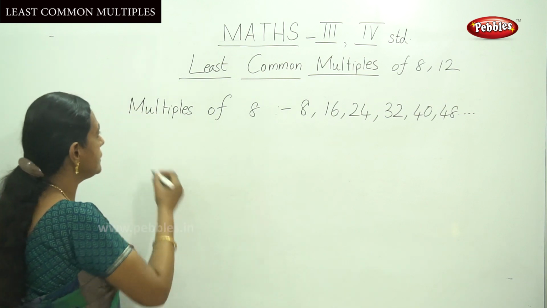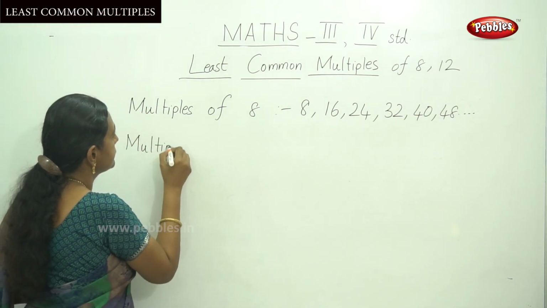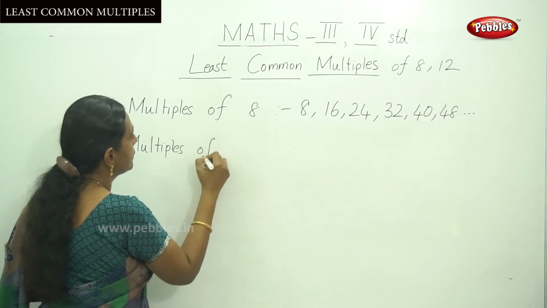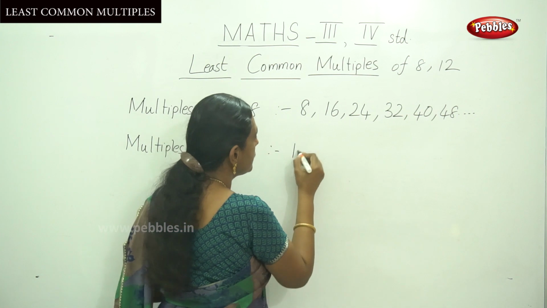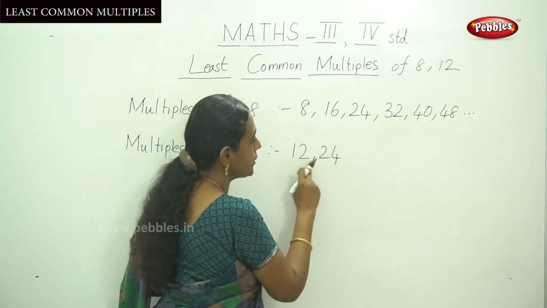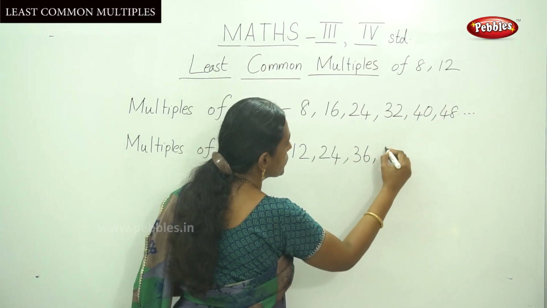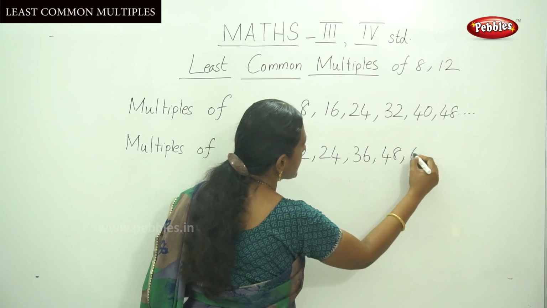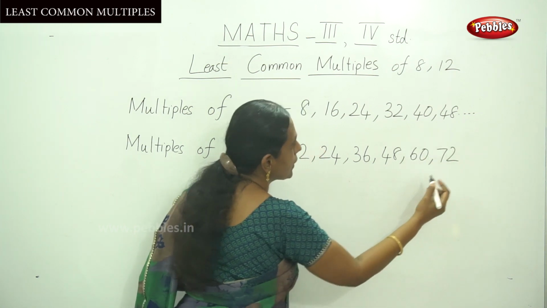Okay, and the multiples of 12. By saying the 12 table: 1 12 is 12, 2 12s are 24, 3 12s are 36, 4 12s are 48, 5 12s are 60 and 6 12s are 72. Okay, and it goes on.